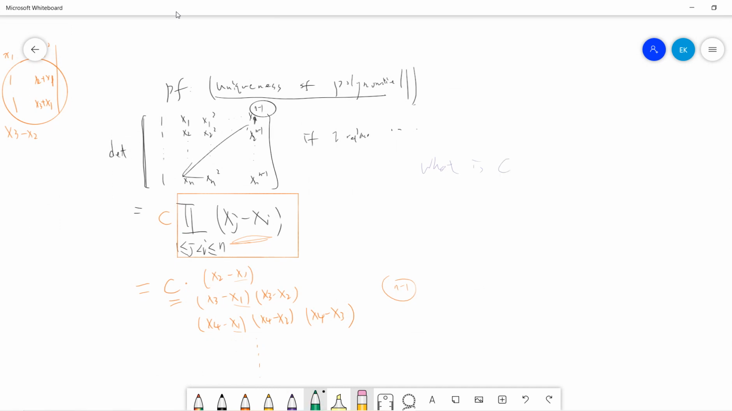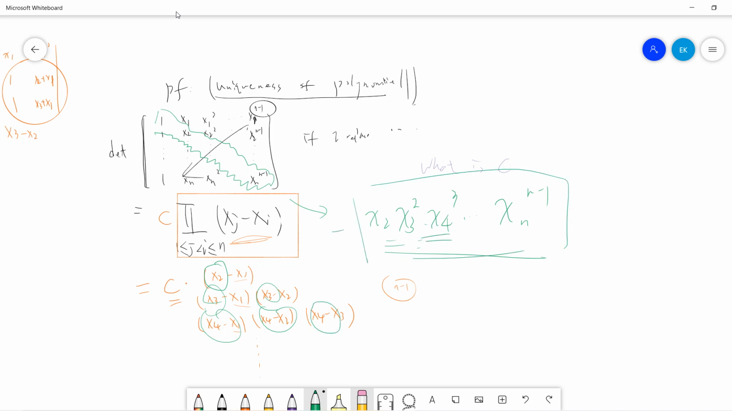If I expand the determinant, I know there's always one term from the diagonal: x2, x3 to the power square, x4 to the cube, up to xn to the power n minus 1. In the expansion of the product, this is exactly the term 1·x2·x3²·x4³ and so on. So the coefficient of this term must be 1 by this expansion, so c must be 1. Because it already matched this term, and this term is unique, the constant must be 1. So c must be 1.